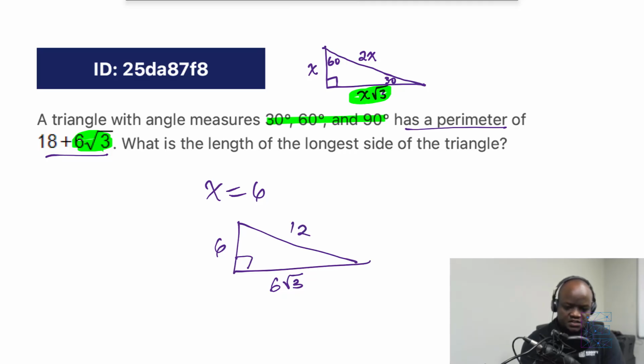So the question wanted the longest side of the triangle, and I'm sure you can see that now that it is 12. Boom shakalaka baba.